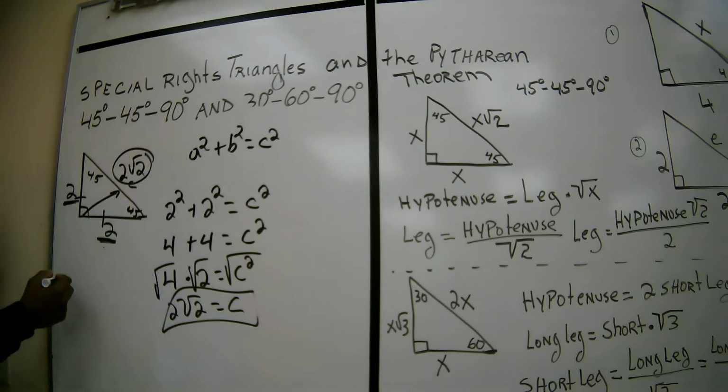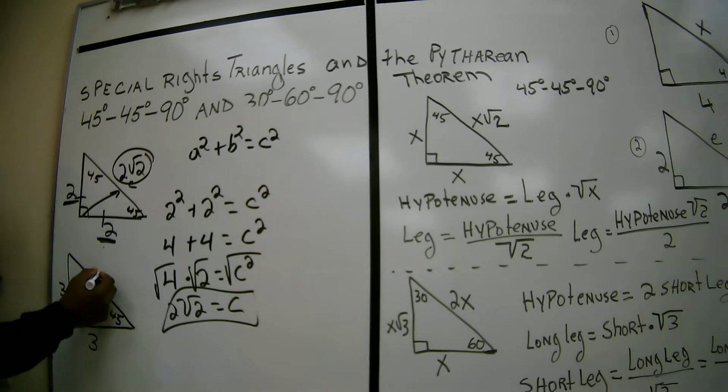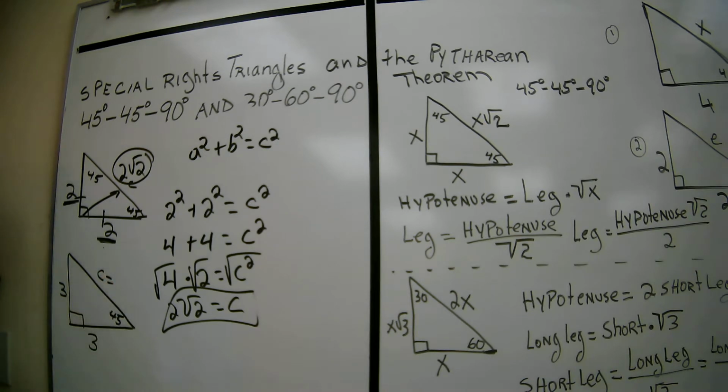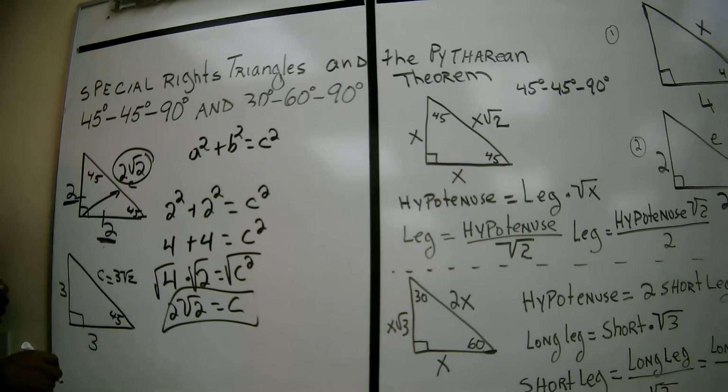So if I create another triangle, you just need to observe. It doesn't matter. The legs are 3. As long as it's 45-45-90, I can predict what the hypotenuse is going to be. It will be 3 square root of 2. You don't have to do anything, it's common sense.